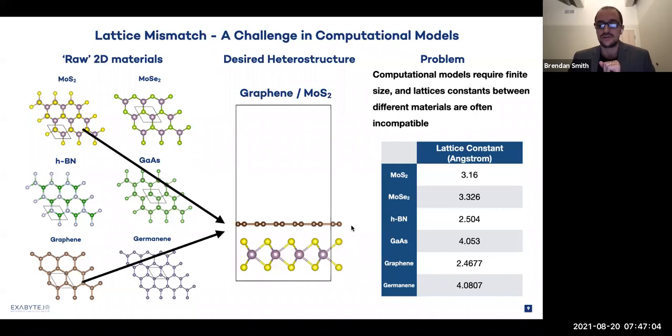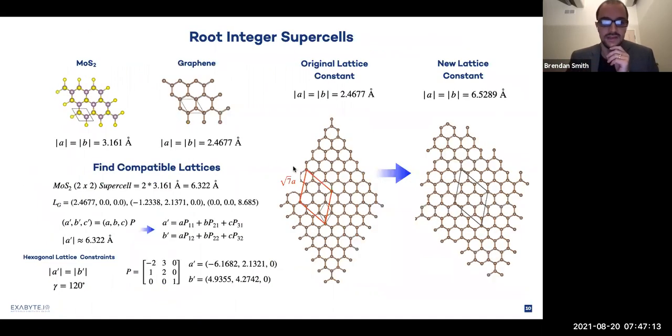So what you have to do is figure out a way to manipulate the system such that the manipulated unit cells will be able to be brought together. And this brings me to the concept of root integer supercells. It's something I'd like to just introduce to you all. If you have more questions about this or want to talk later, I definitely would be more than happy to.